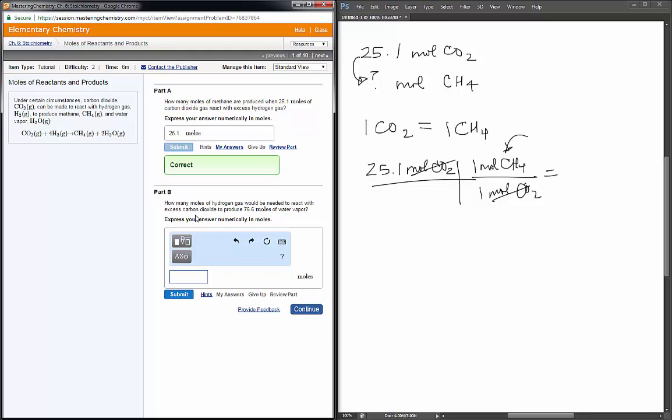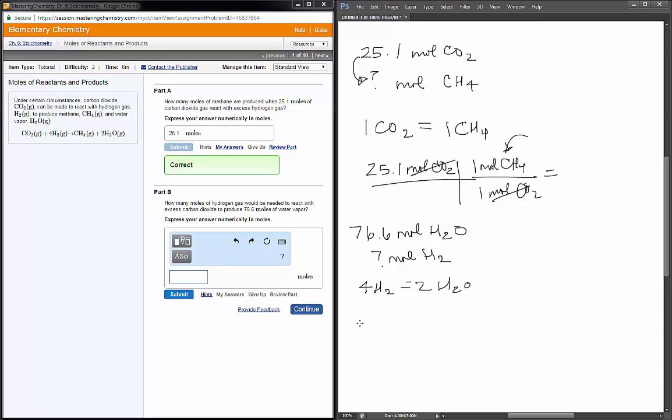Next, it asks how many moles of hydrogen gas would be needed to react with excess carbon dioxide to produce 76.6 moles of water vapor. So our goal is 76.6 moles of water, H2O, and they want to know how many moles of H2 gas I started with to get me there. So if I look at my equation again, I see that 4 H2 goes to form 2 H2O under these conditions. So for the purposes of this equation, 4 moles of H2 are equal to 2 moles of H2O.